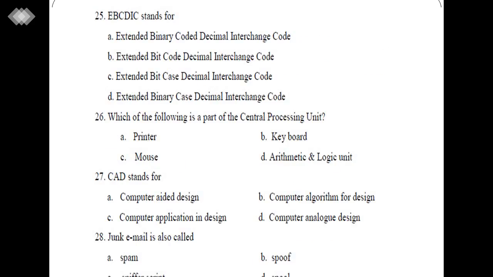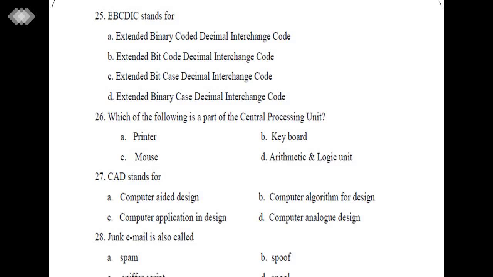Now move to question number 25. EBCDIC stands for Extended Binary Coded Decimal Interchange Code, Extended Bit Code Decimal Interchange Code. C option is Extended Bit Case Decimal Interchange Code, and the last is Extended Binary Case Decimal Interchange Code. Now question number 26, which of the following is a part of the CPU, that is Central Processing Unit, and the options are printer, mouse, keyboard, or arithmetic and logic unit.